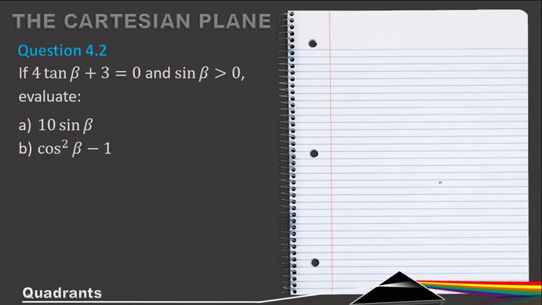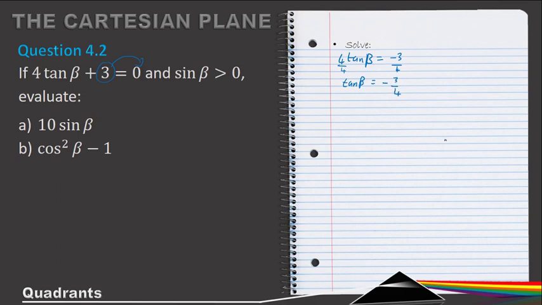For question 4.2, we have if 4 tan beta plus 3 equals 0 and sine beta is greater than 0, evaluate the following. Now, for our step 1, we solve. So we have 4 tan beta plus 3. So we take the 3 over. Then I have 4 tan of beta equals -3. And then we divide both sides by 4 to get tan beta on its own. So this then gives us -3/4.